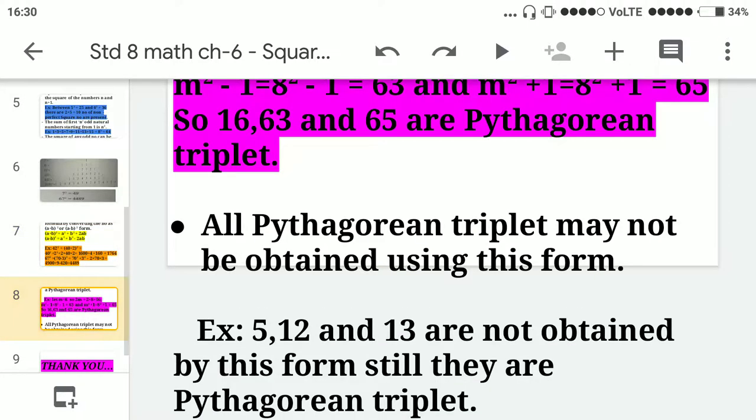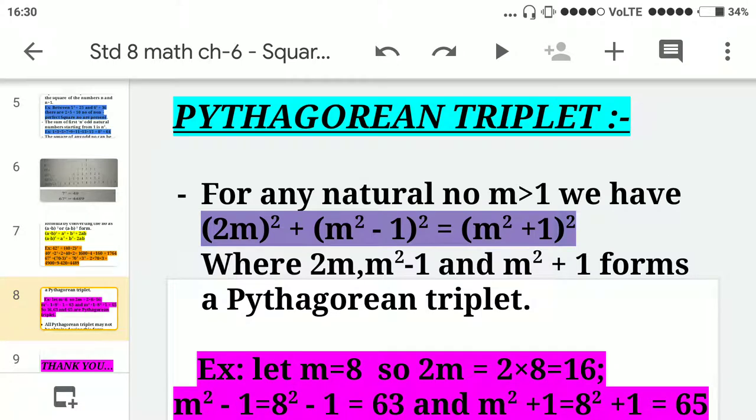Okay. Now come to Pythagorean triplets. Pythagorean triplet means what? For any natural number m greater than 1, we have (2m) square plus (m square minus 1) whole square equal to (m square plus 1) whole square, where 2m, m square minus 1 and m square plus 1 form a Pythagorean triplet. It is applicable only for a right angle triangle, where one angle is 90 degrees and its hypotenuse square equals its base square plus its height square.